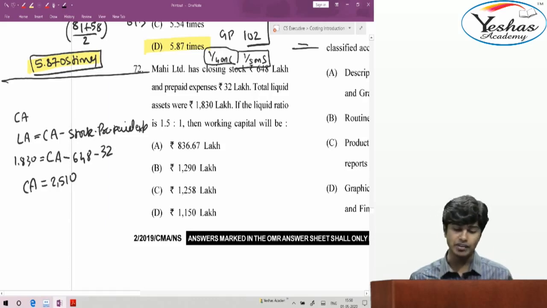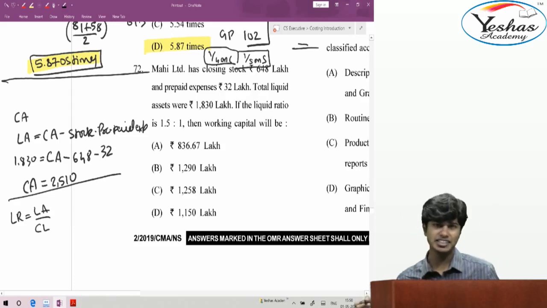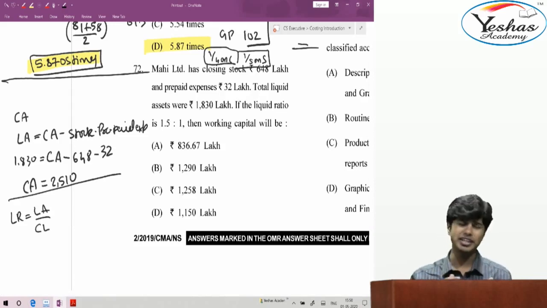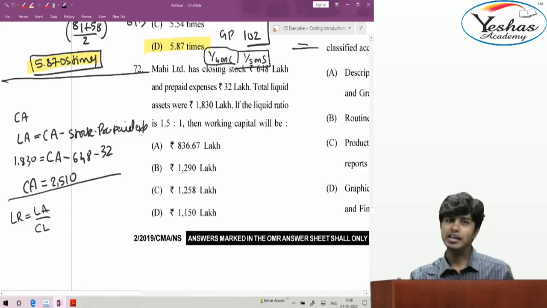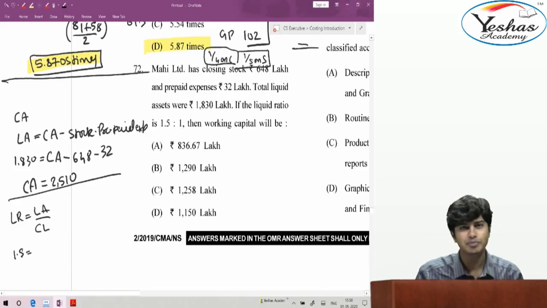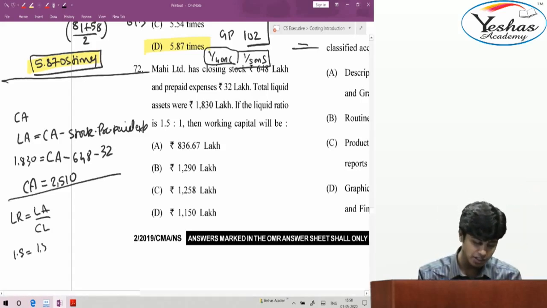Correct? And they have told liquid ratio is 1.5. Liquid ratio is found as liquid assets divided by current liabilities. Liquid assets is current assets minus stock minus prepaid expenses. Now liquid ratio is 1.5:1. That is in the form of ratio proportion. If I write it in terms of a fraction, it becomes 1.5 divided by 1. Anything divided by 1 is the numerator only. So I'll write 1.5. What if the numerator is also 1? Then the answer is 1. Numerator only, no? So 1.5 is equal to liquid assets divided by current liabilities. Liquid assets is 1830, and I don't know my current liabilities. That is what we're trying to find.